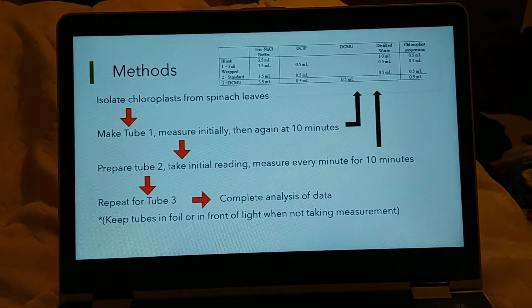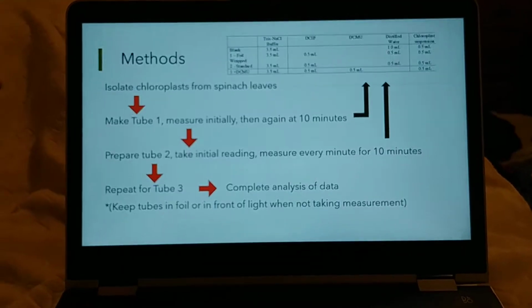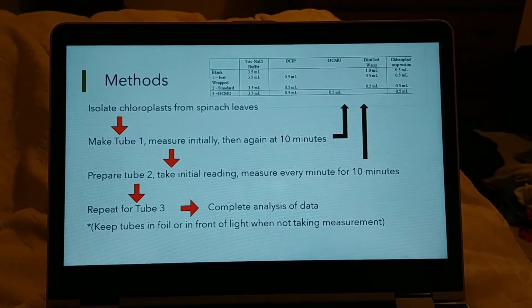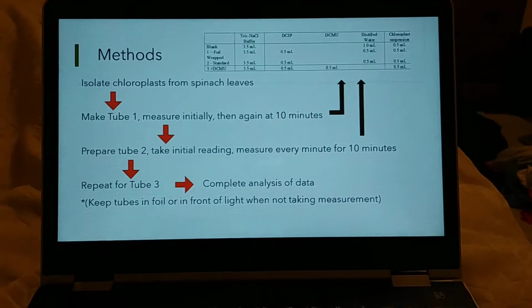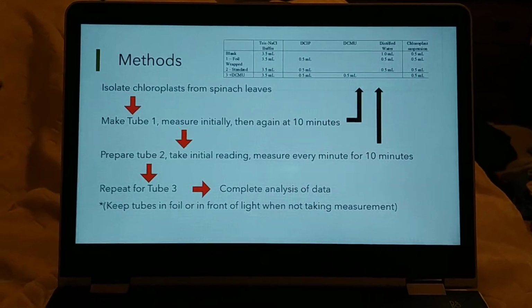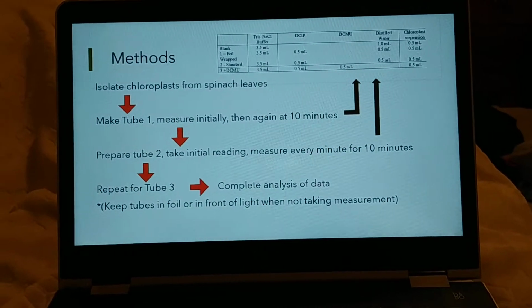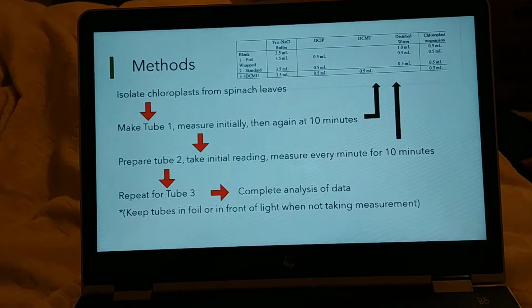from spinach leaves, and then we would have created a blank, and all three tubes along with the blank can be created from the table shown at the top of the page. So for tube 1, once it was made, we had to initially measure it, and then 10 minutes later measure again. So it was only measured 2 times throughout the experiment.